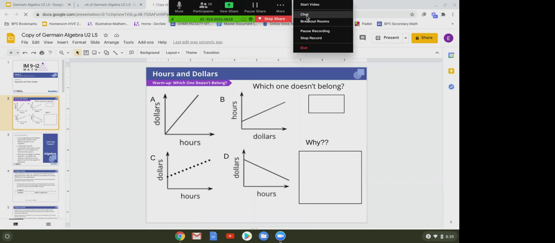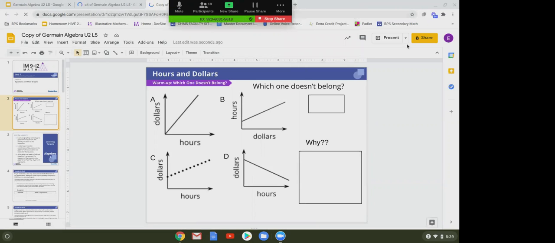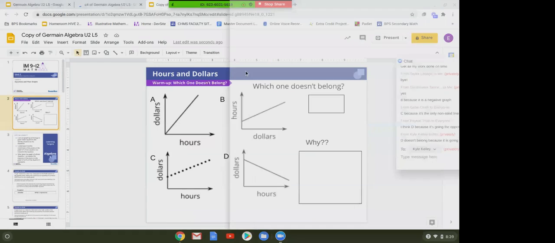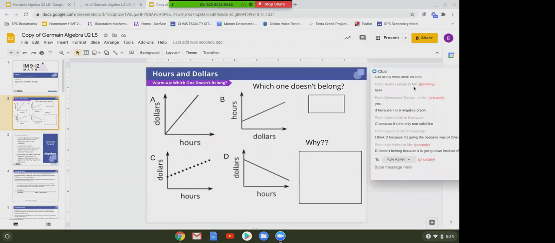Actually, I'm going to open up that chat for us. Okay, awesome, love it. So we have about 1 more minute left. Start to think about which one does not belong and why.